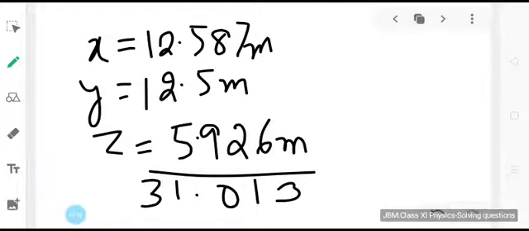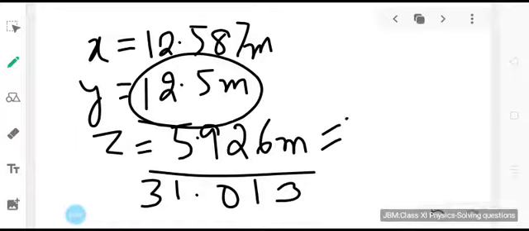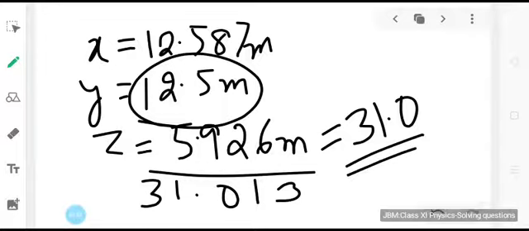So that will give you 31.013. Now this result has to be rounded off to the smallest number of decimal places. This means, with this value, the smallest number of decimal places, when it is rounded off, will give you 31.0.